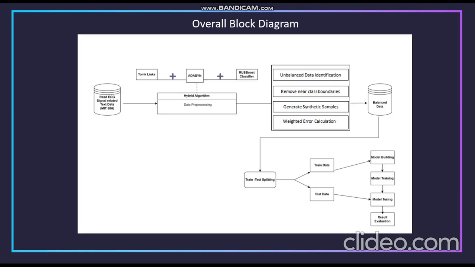Here I am showing the overall diagram of my project, arrhythmia detection. The first stage is image acquisition, then the preprocessing stage, that means the hybrid algorithm portion. Then we get the result, balanced data. After that, the balanced data is given to the train and split section. Then build the model. To get a better result, first the input data goes through the training and testing section. The final stage is the result evaluation. In this stage, we can understand whether the input data is affected by arrhythmia or not.